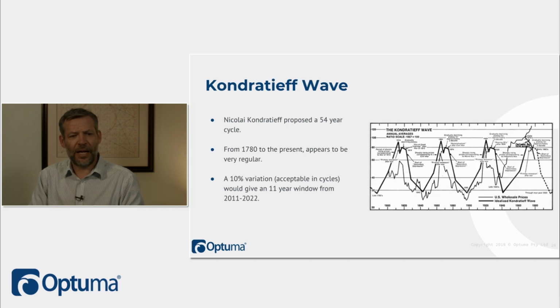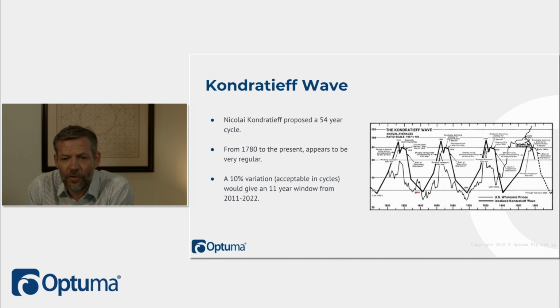The Kondratiev wave: he was a Russian economist. He proposed this 54-year cycle. He'd observed it in the economy from 1780, and you can see the lows here. So this is his cycle and the way that he expects it to behave, and then the jagged line is the reality of what went on. And so you can see how that's progressed over time.